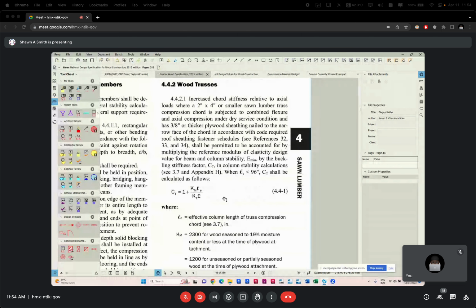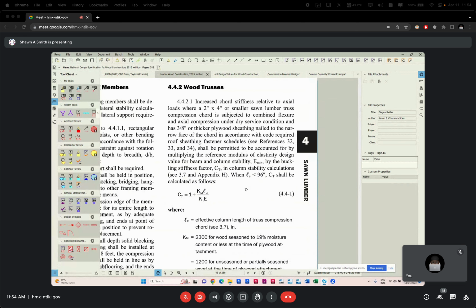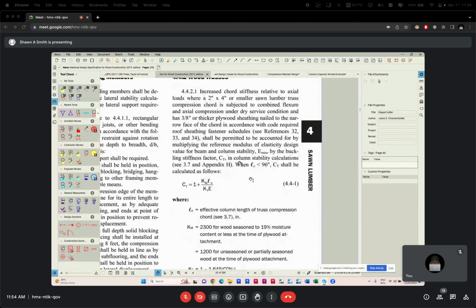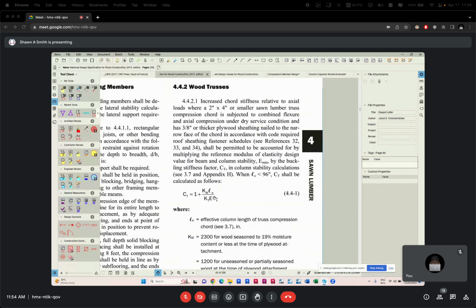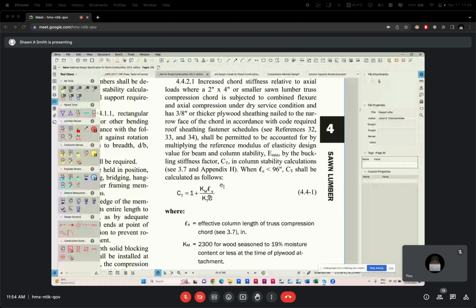Again, this doesn't apply. Column of compression cord. That doesn't apply. Okay, fine. So this is our calculator, right? But let's leave that until we do the other things.